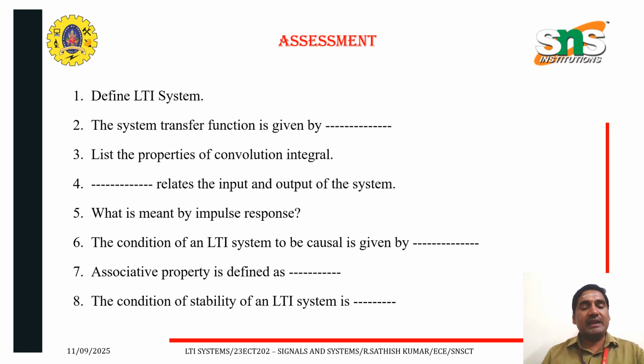What is meant by impulse response? The delta of t is applied to the linear time invariant system, which produces output h of t, the impulse response of the system. The condition for an LTI system to be causal is given by h of t is equal to 0 for t less than 0. The associative property is defined as x of t multiplied with h1 of t, again multiplied with h2 of t, is equal to x of t into h1 of t into h2 of t.